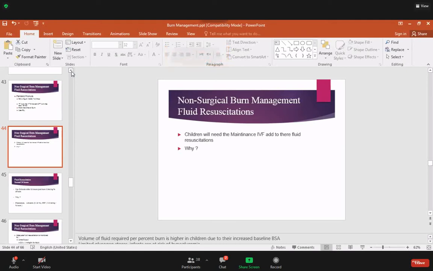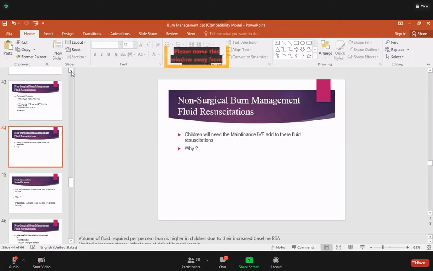Why are colloids beneficial? Because colloids have 3 times the effect of the Ringer lactate. We have to give 1 liter of colloid as compared to 3 to 4 liters of Ringer lactate. So less volume is infused in the patient, and the gain will be the same. Gain will be the same for 4 liters of Ringer and 1 liter of colloid. But we cannot give it on the first day of the burn because of the leaking capillaries, and if we give it, the edema will be multifold.